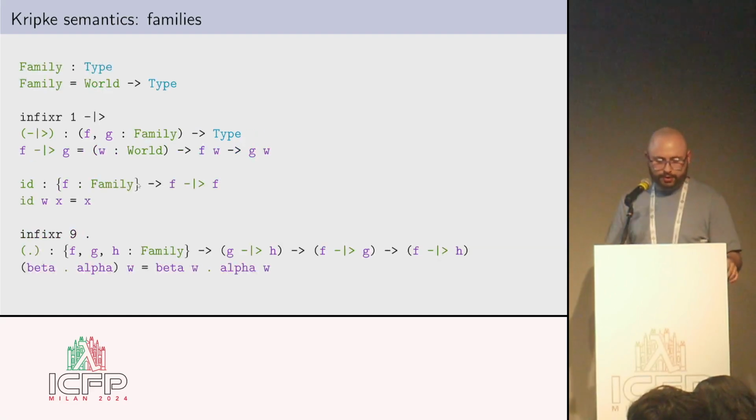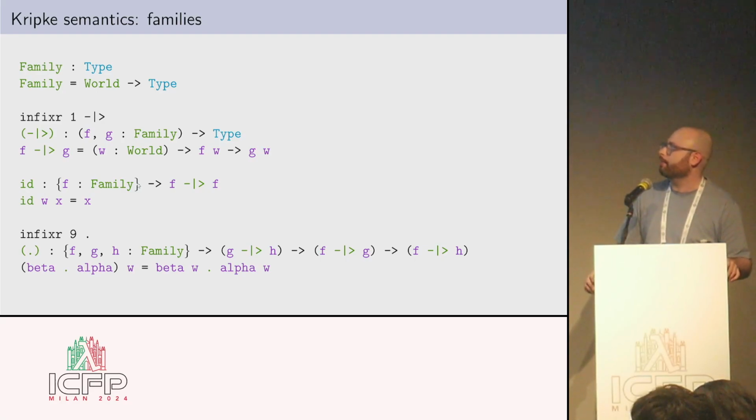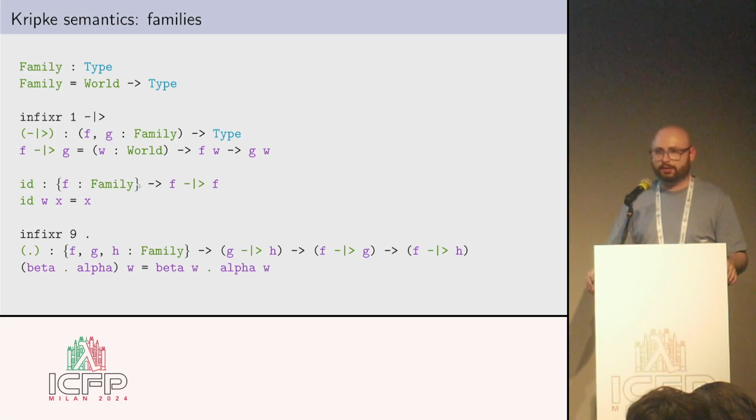Now that we have worlds, we can talk about families. Here we can see a family takes a world and gives back a type. So basically, depending on what world we're in, something that's a family can change. It can have different valid values based on what world we're in. And we also have a notion of map between families. So here we have another arrow type. If we want to go from family F to family G, then what we say is, give me a world W, and then provide a way from going to F in world W to G in world W.